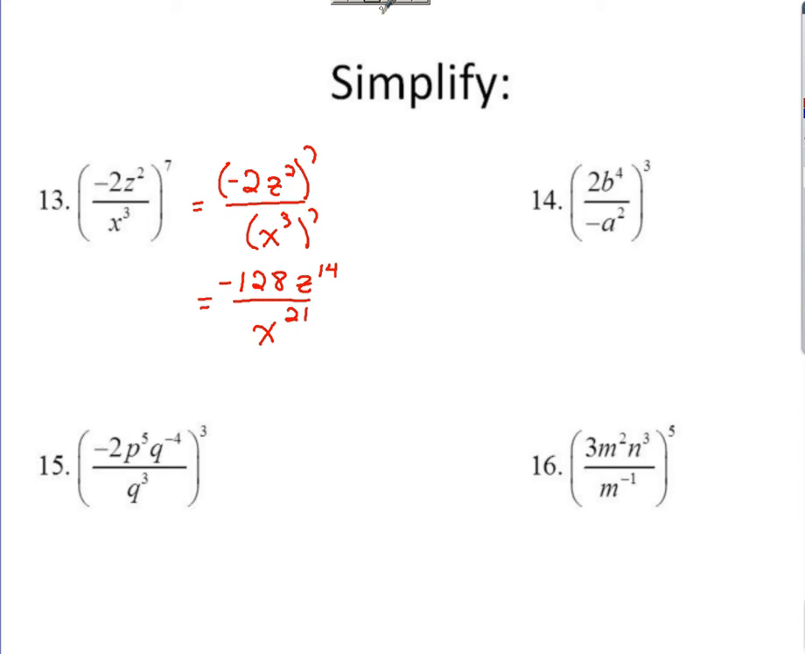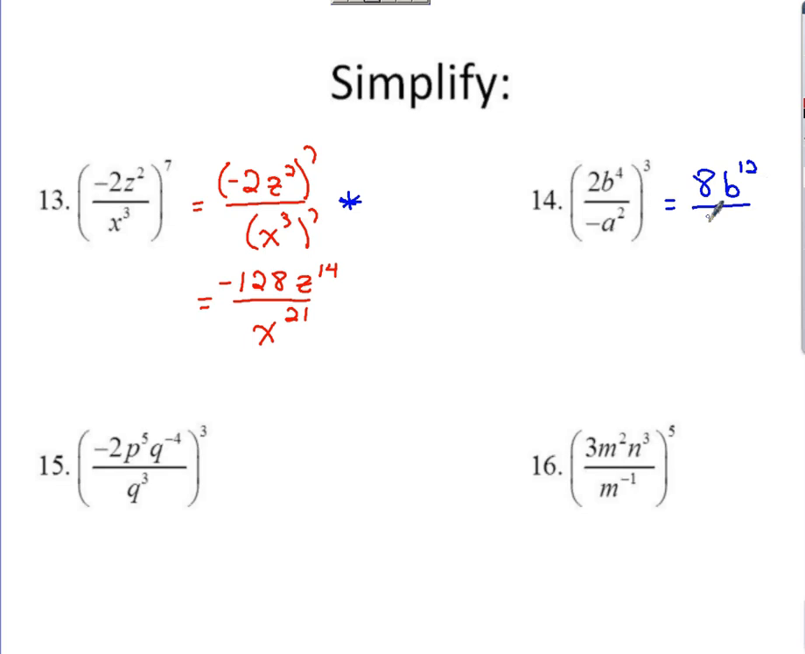All right, meanwhile, back here at number 14. Similar strategy here on 14. We're understanding that we're taking numerator expression, raising that to a power of 3, denominator expression, raising that to a power of 3. So if we understand that, maybe bypassing the steps we wrote out here, I would take 2, raise that to a power of 3, get 8. B to the 4th to the 3rd, multiply powers there, get b to the 12th.